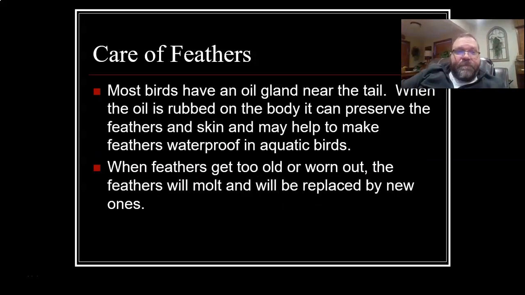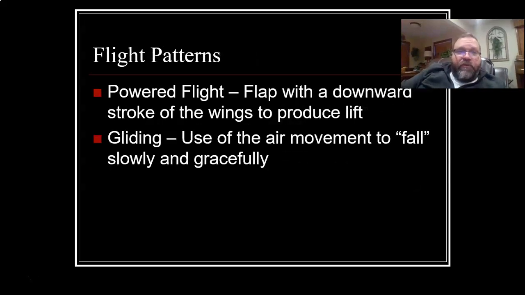It's called preening. Most birds have oil glands near the tail. When oil is rubbed on the body, it can preserve the feathers and the skin and may help to make feathers waterproof in aquatic birds. When feathers get too old or worn out, the feathers will molt and they'll be replaced by new ones. Molting is the process of losing old feathers and gaining new ones.